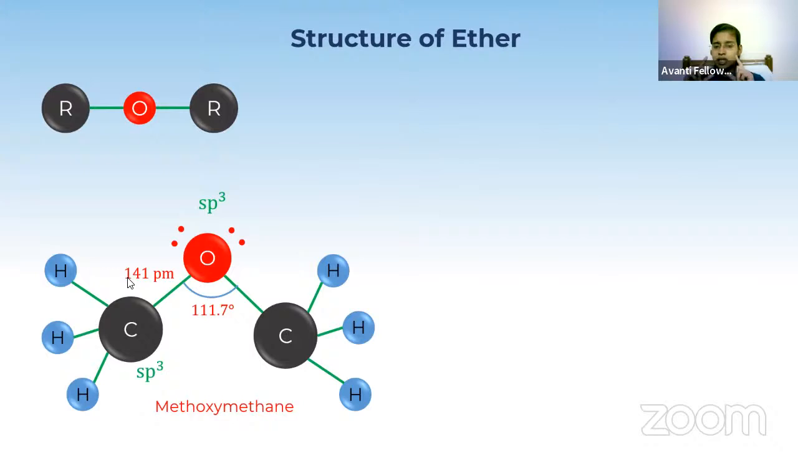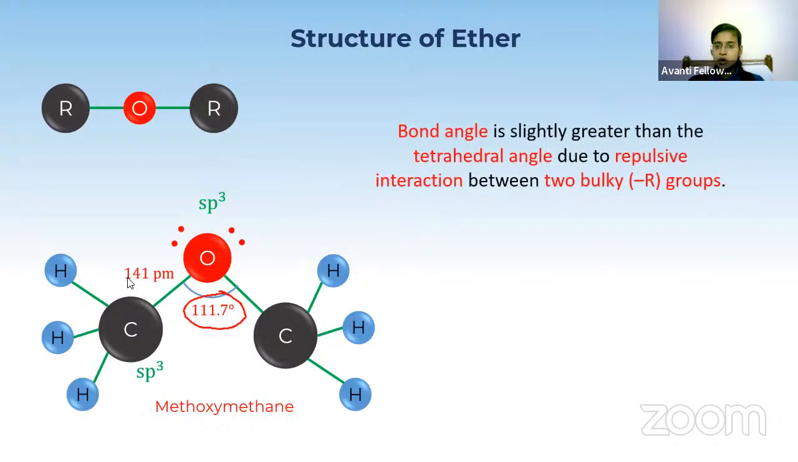But here, if you look into the bond angle, this is slightly greater than the tetrahedral bond angle, right? The bond angle is slightly greater than the tetrahedral bond angle, which is 109.5 degree. Tetrahedral bond angle is 109.5 degree. So why is it getting increased? Due to the repulsive interaction between the two bulky groups.